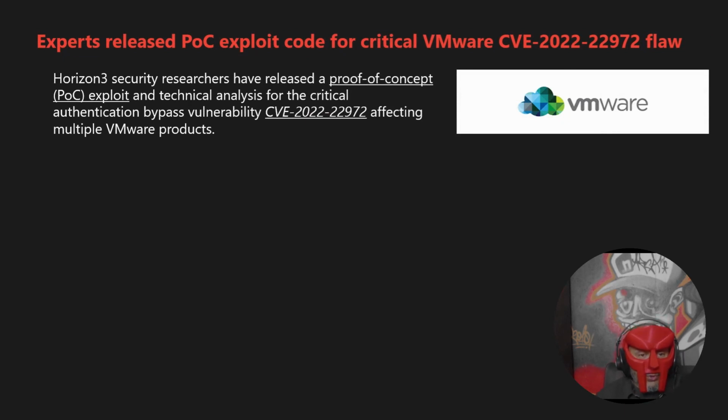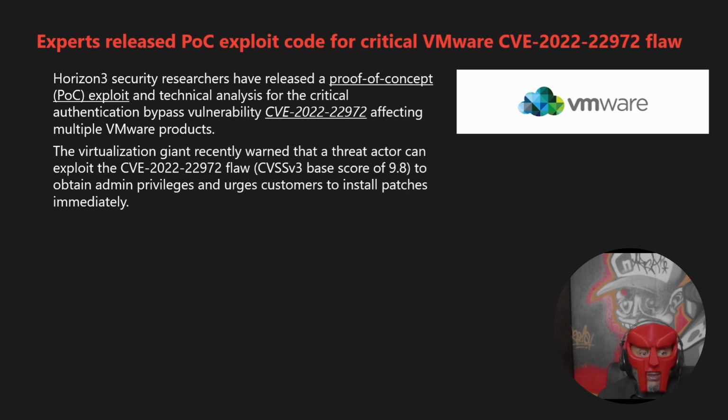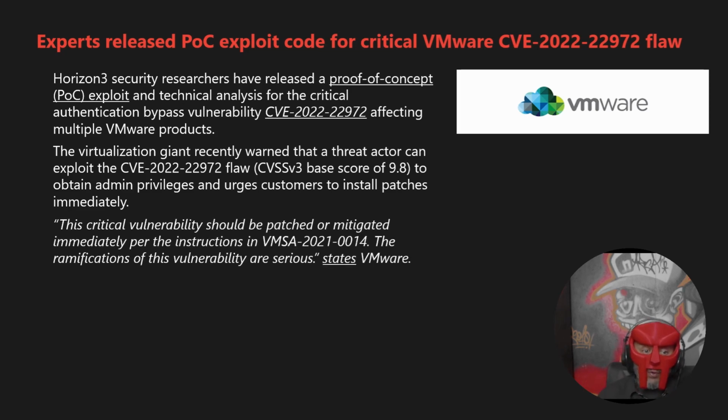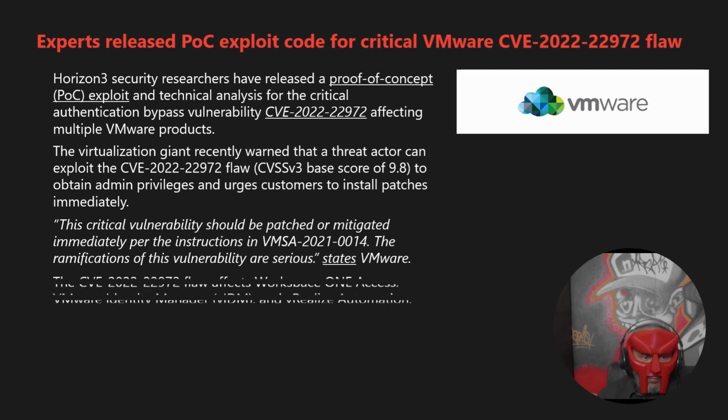Horizon 3 security researchers have released a proof-of-concept exploit and technical analysis for the critical authentication bypass vulnerability CVE-2022-22972 affecting multiple VMware products. The virtualization giant recently warned that a threat actor can exploit the CVE-2022-22972 flaw, with a CVSS base score of 9.8, to obtain admin privileges and urges customers to install patches immediately. This critical vulnerability should be patched or mitigated immediately per the instructions of VMSA-2021-0014. The ramifications of this vulnerability are serious, states VMware.